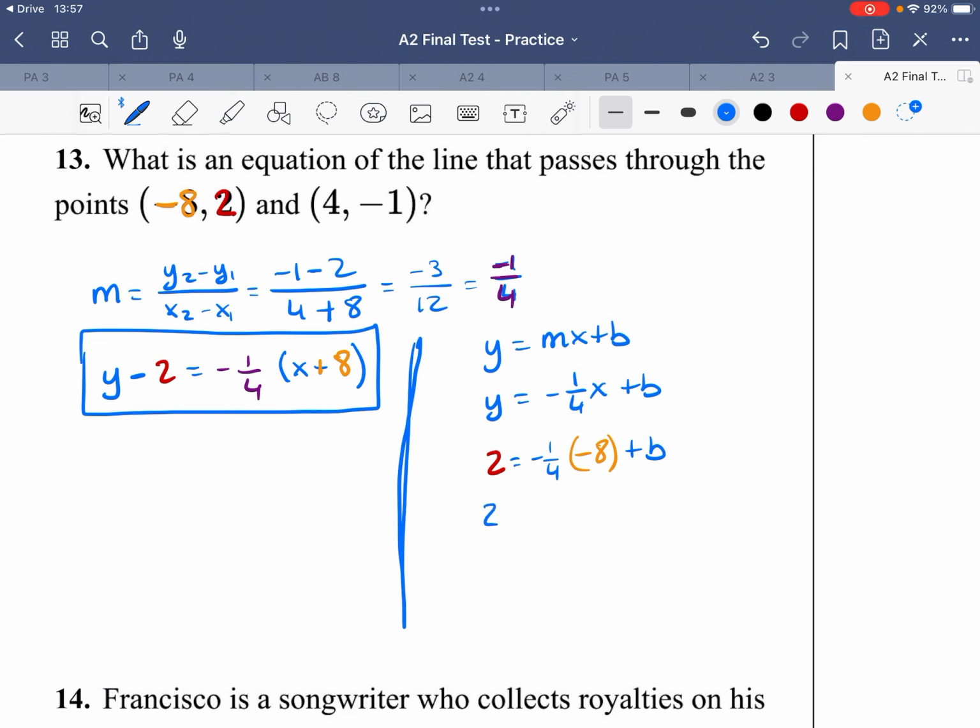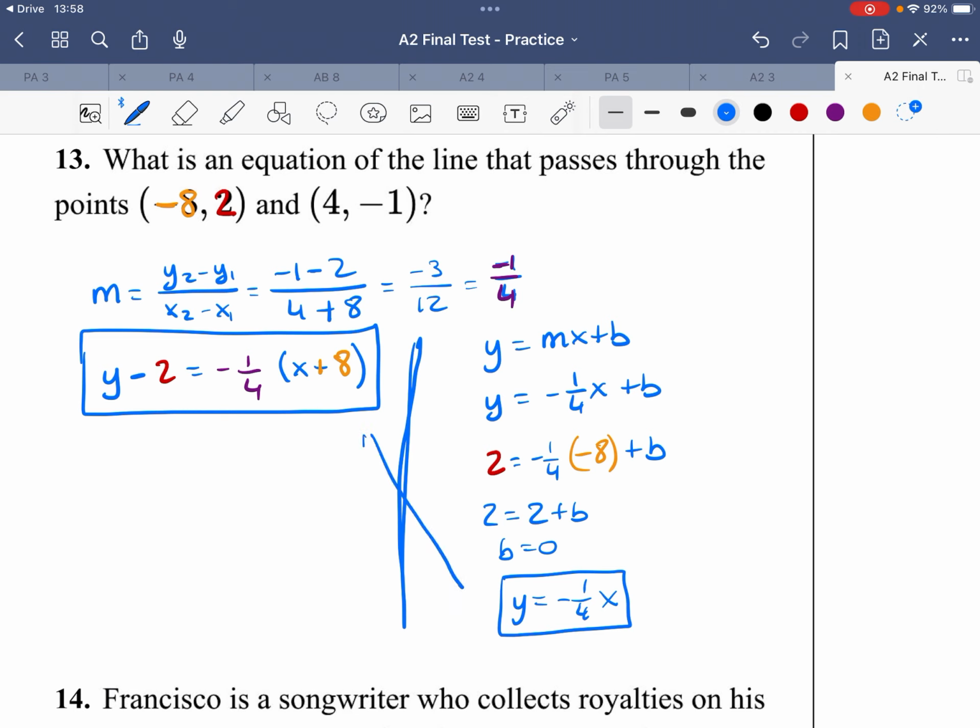So we just plugged in an x and y value, so this means 2 equals negative, and negative is positive 8/4, which is 2, plus b. So in this case, b equals 0. So that would be that the line is y equals -1/4 of x.